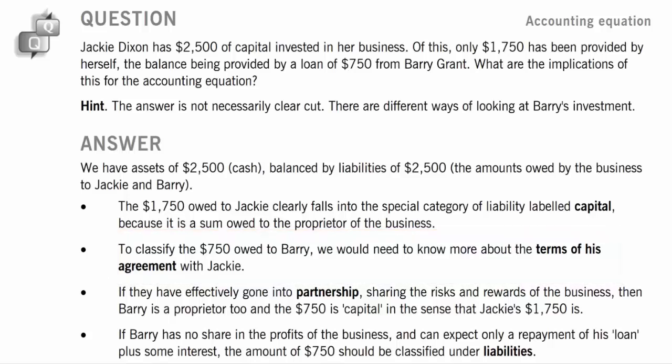Step 3. Understand Barry's role. Barry's $750 could be classified in one of two ways, depending on the arrangement between him and Jackie.